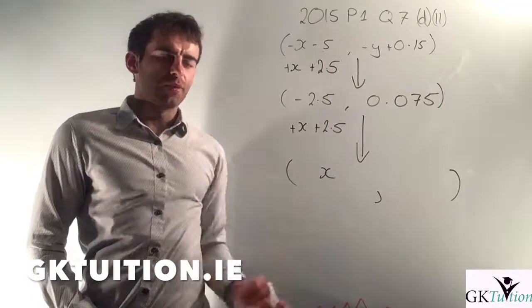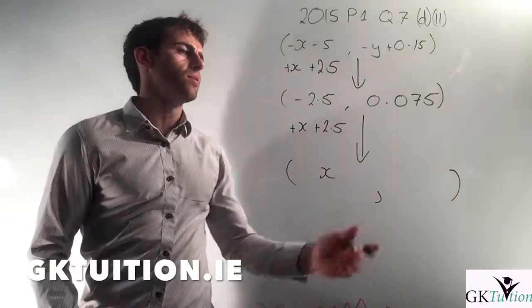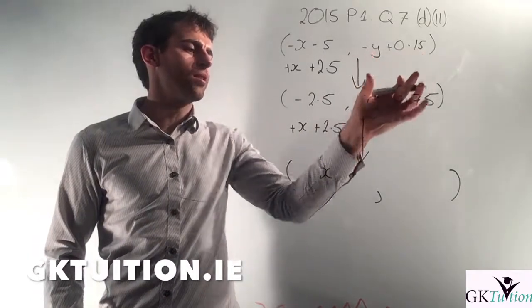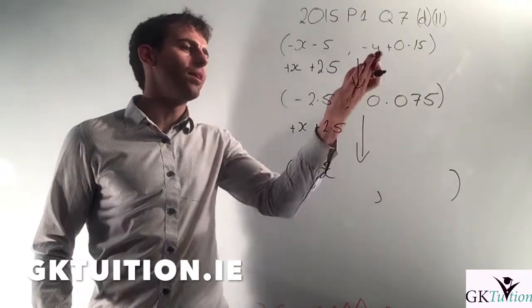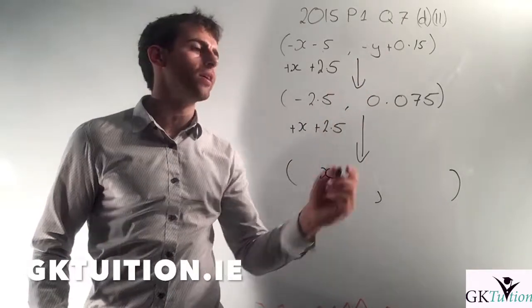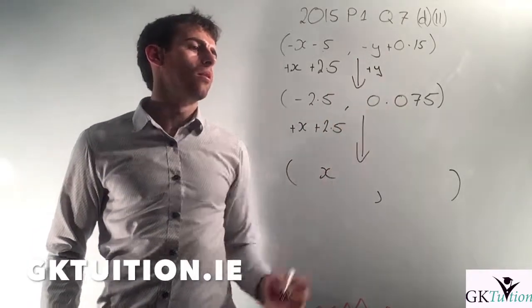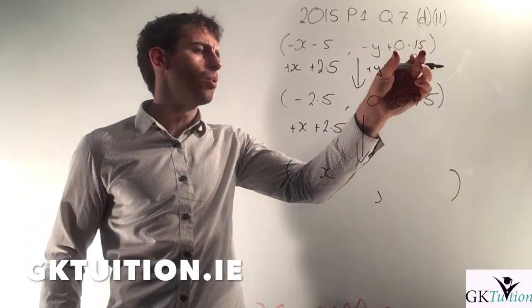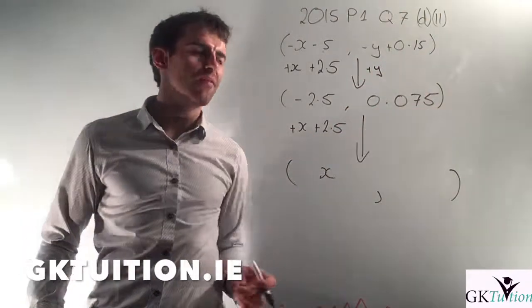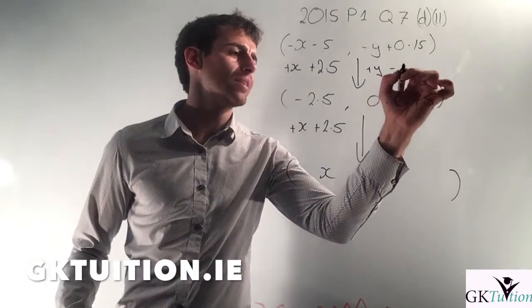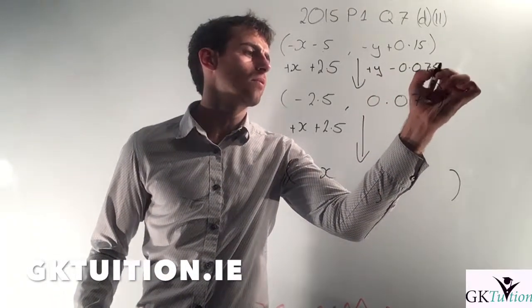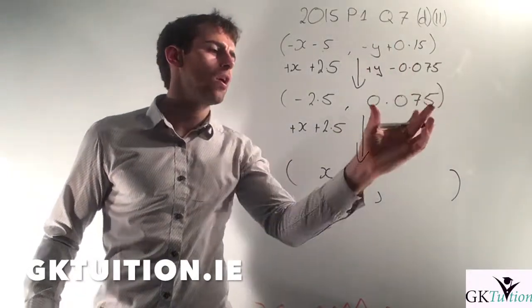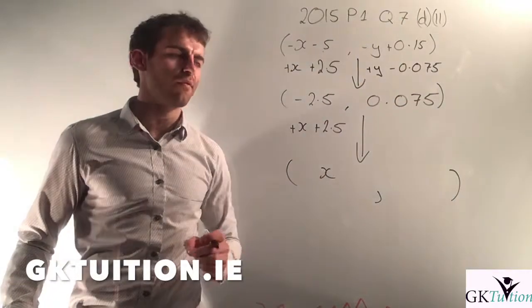Now let's do the same thing with the y. So let's do the same thing with these values. If I have minus y plus 0.15, what did I do to this in order to get to here? Well, clearly I have minus y here and I have 0y here, which means I must have added a y, because minus y plus y gives me 0. And if I have 0.15 here and I have 0.075 here, I must have subtracted 0.075, because 0.15 minus 0.075 will give me plus 0.075.